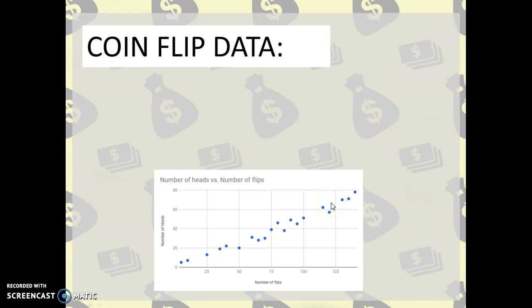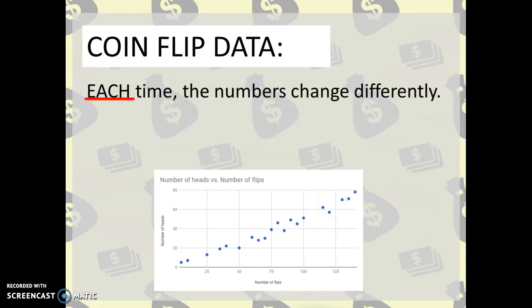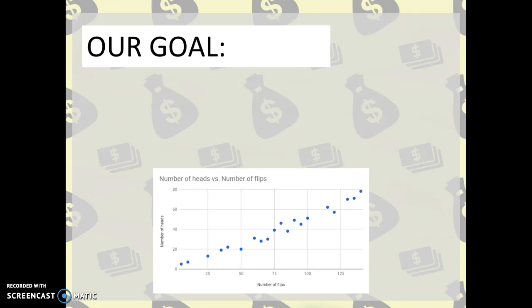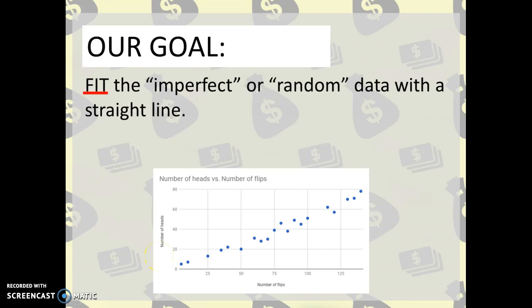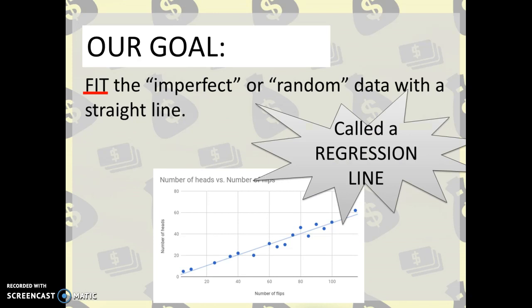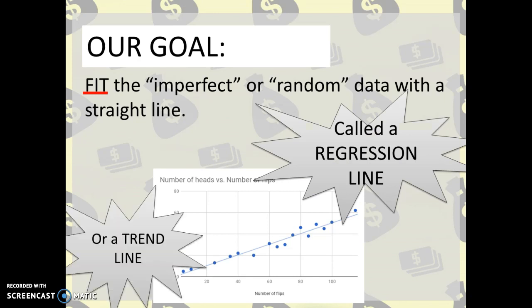It's not uniform. So each time the numbers are changing a little bit differently. There's some zigzags. There's different rates of change. How do we deal with this? When we have data like this, let's face it, this is real world data that's not perfectly changing. We need to fit that data, the random data, with a straight line like this. And that line is called a regression line. And that's what we're going to get at right here.